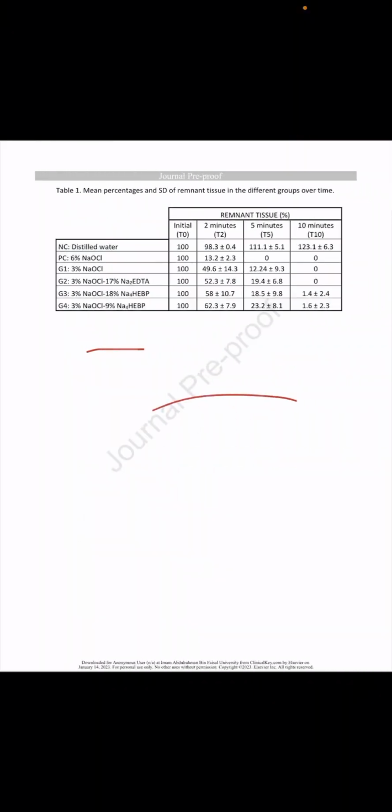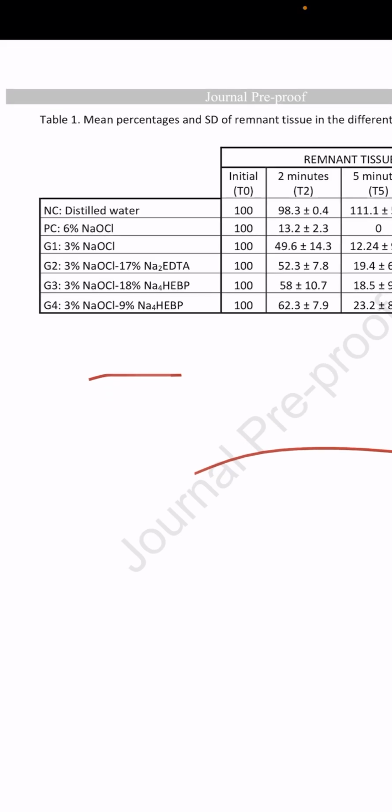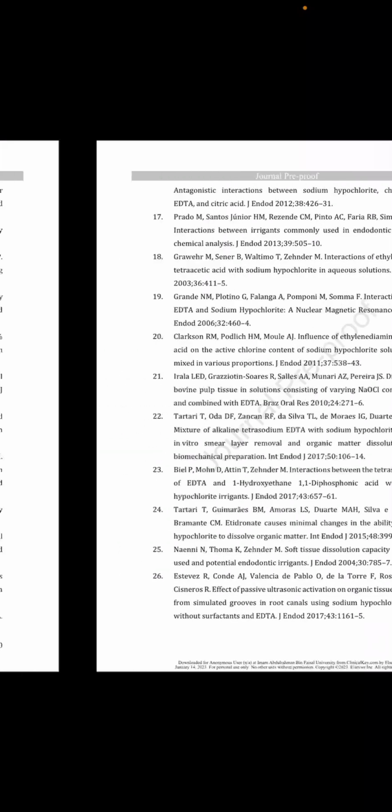The 4 groups were: the first group was sodium hypochlorite 6%, then 3% with EDTA, 3% with etidronate, and 9% etidronate. There was no significant difference in the tissue dissolution ability between the groups.